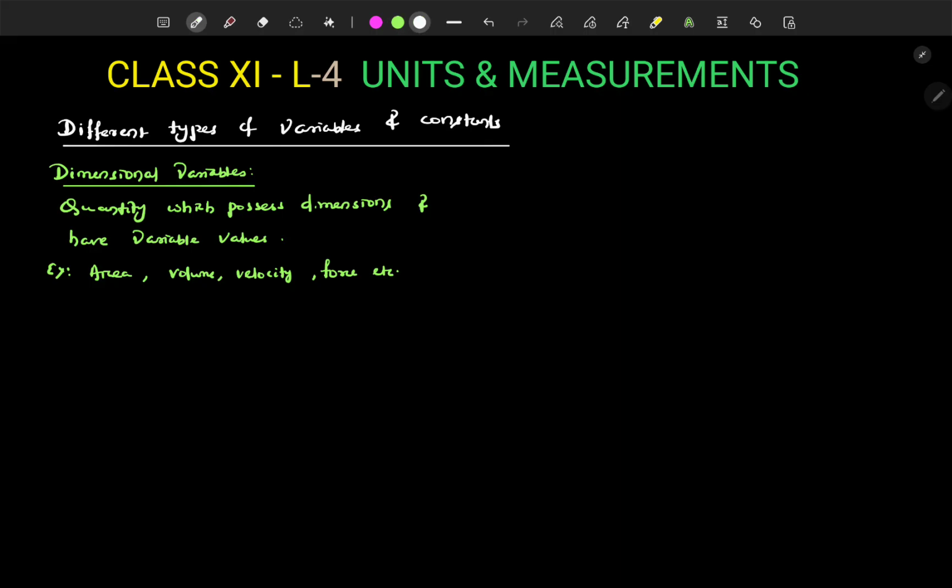Next is dimensionless variable. That means quantities which possess variable values but have no dimension. So we can write quantities which have no dimensions but variable values.